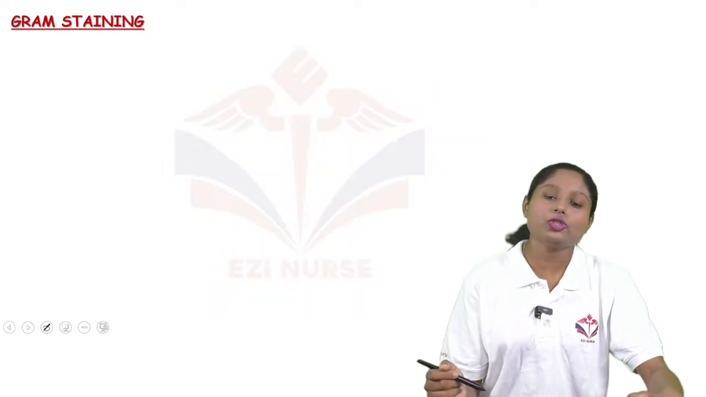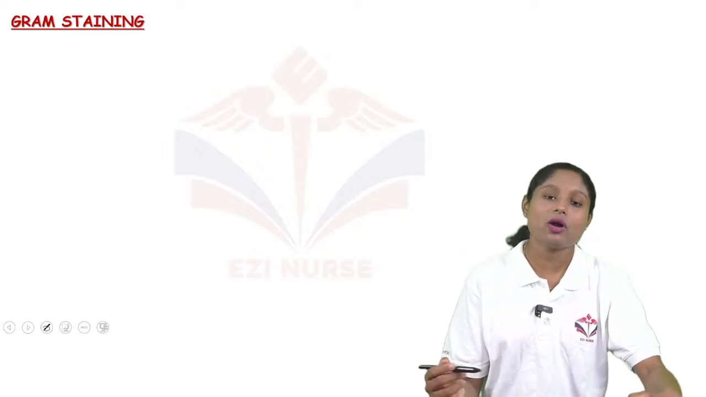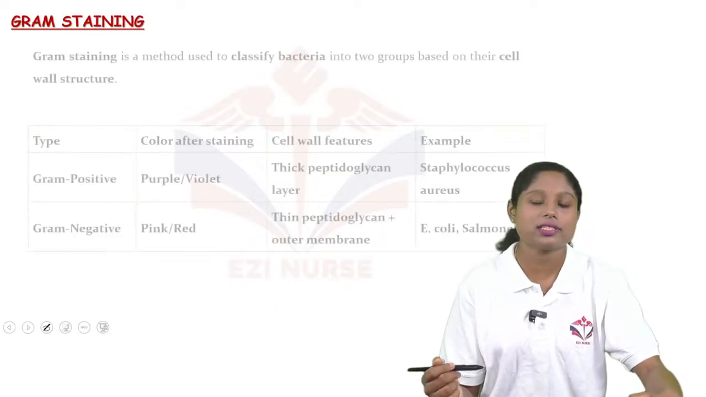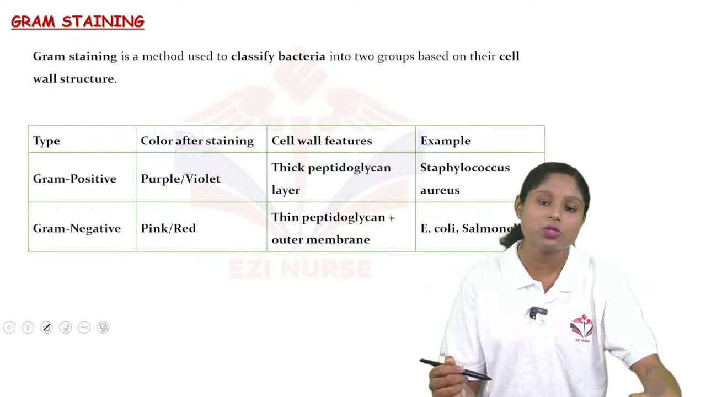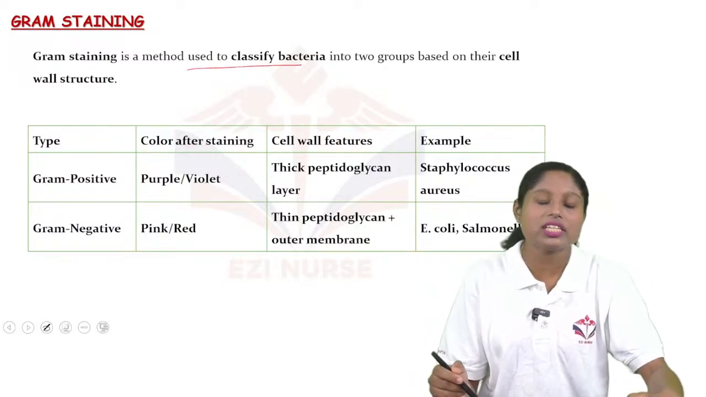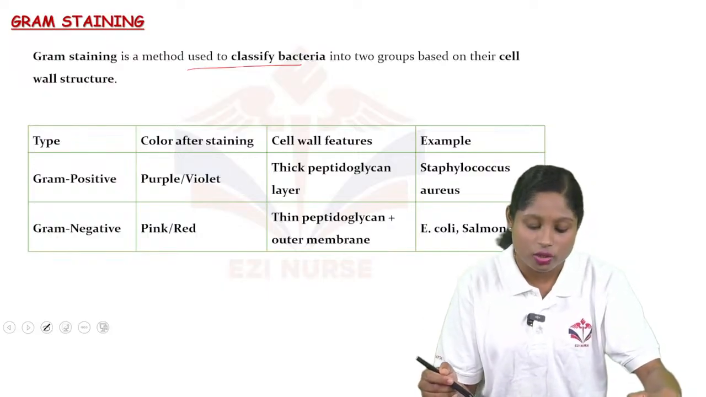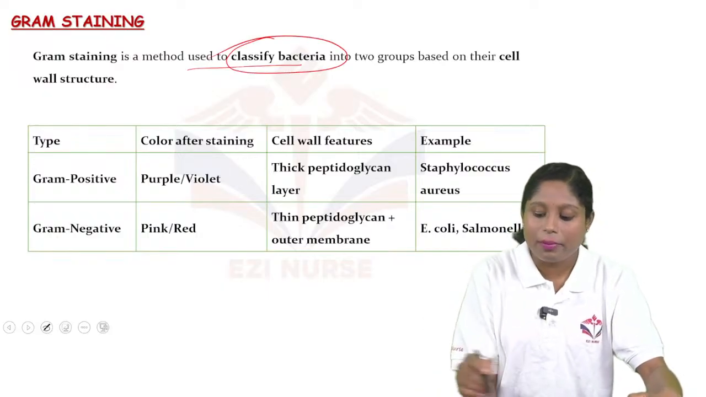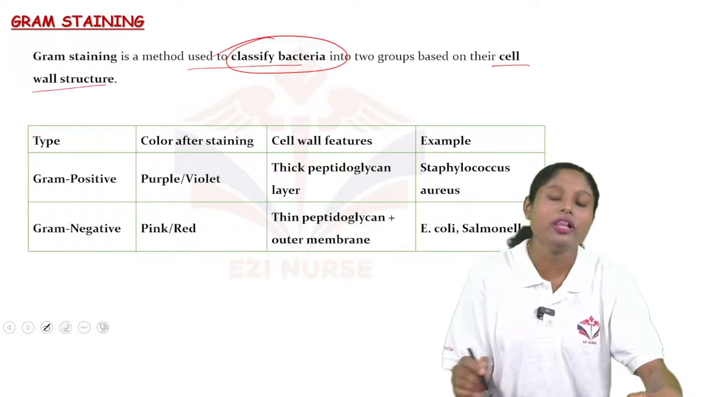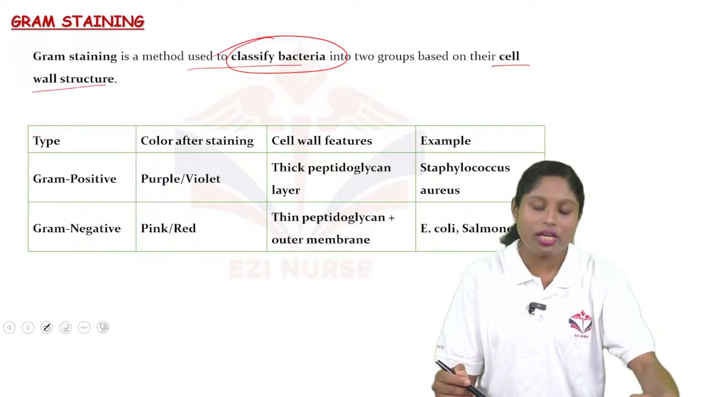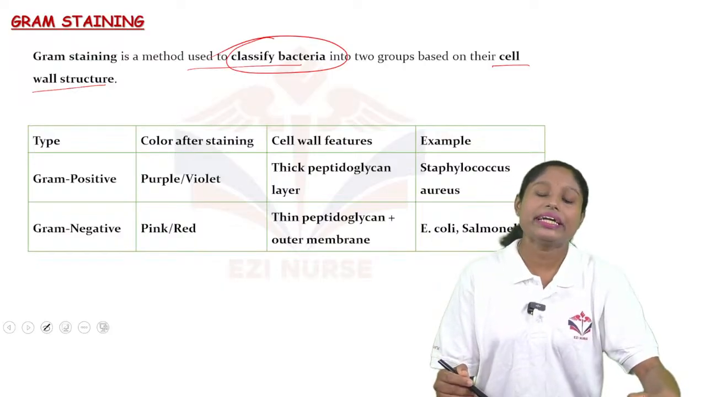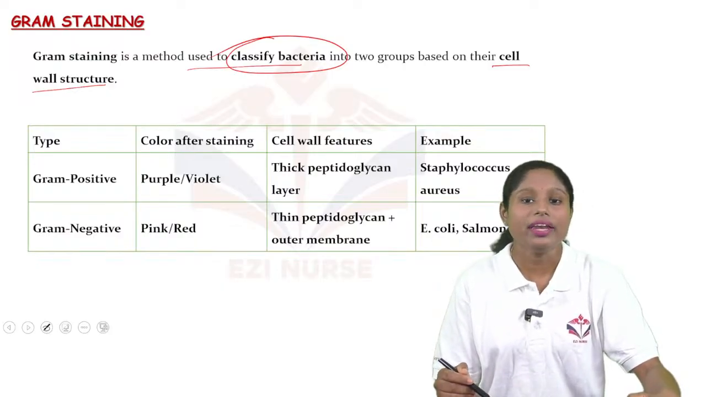The next important question that may come as a long essay, short essay or short answer is gram staining. So what is gram staining? It's a method used to classify bacteria into two groups based on their cell wall structure. So that is gram staining. It is mainly classified into gram-positive bacteria and gram-negative bacteria.